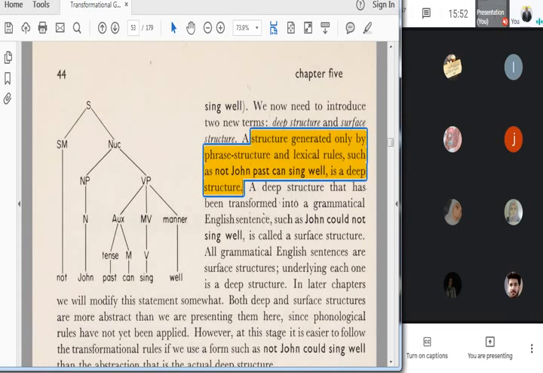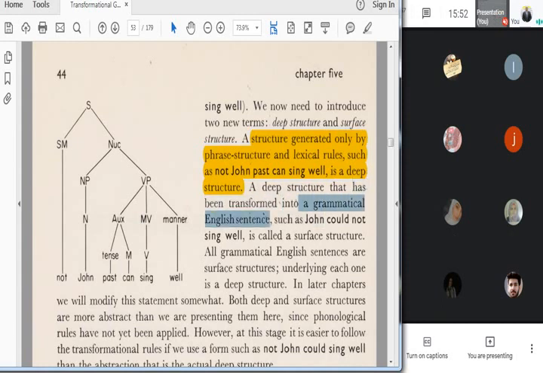A structure that is generated by phrase structure and lexical rules, such as not John past can sing well, is not acceptable in surface structure representations. We should change it or process it within the transformational processes in order to make it seem like any other ordinary English sentence, or Arabic or whatever. A deep structure that has been transformed into a grammatical English sentence.